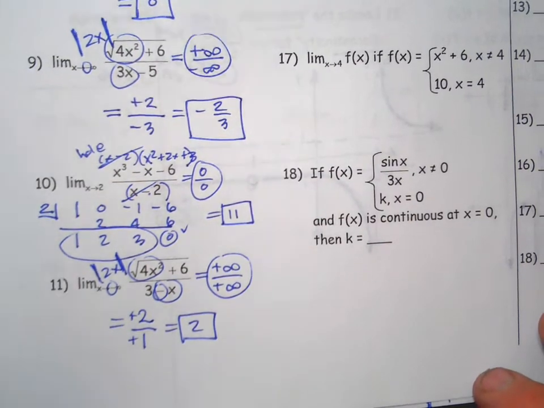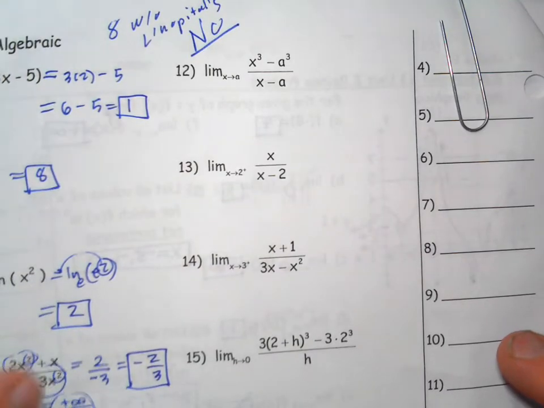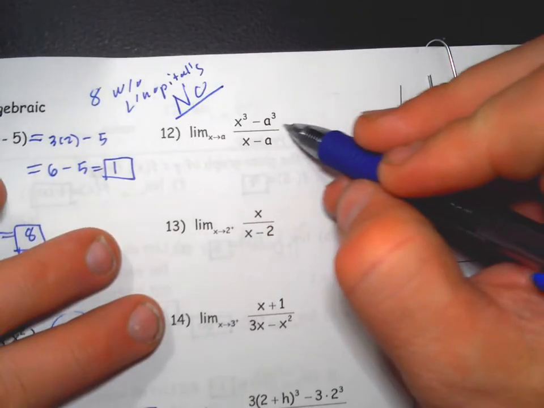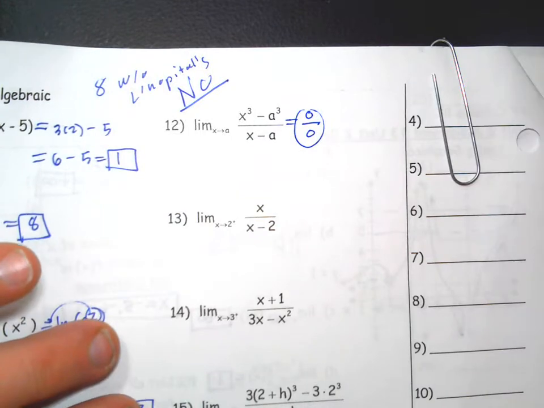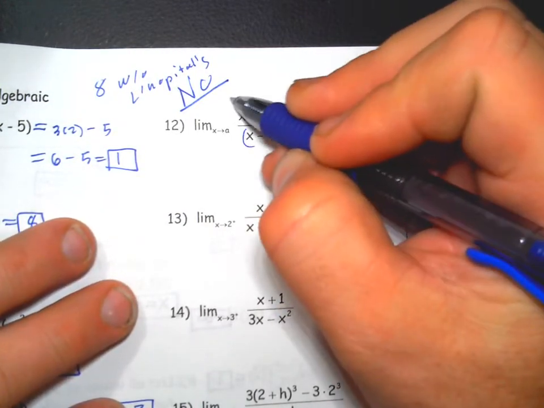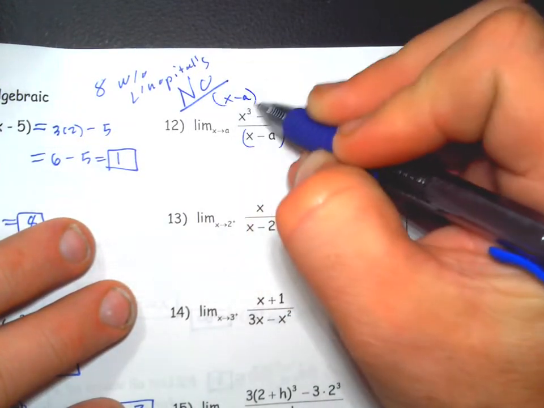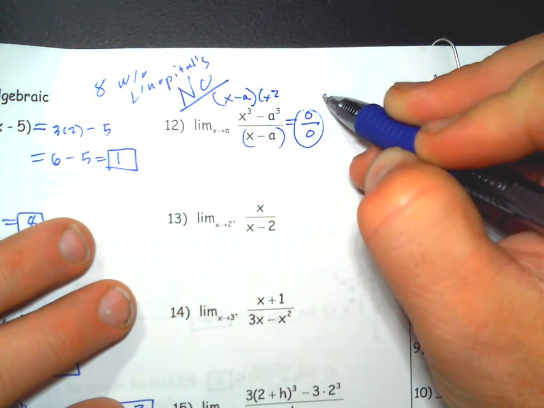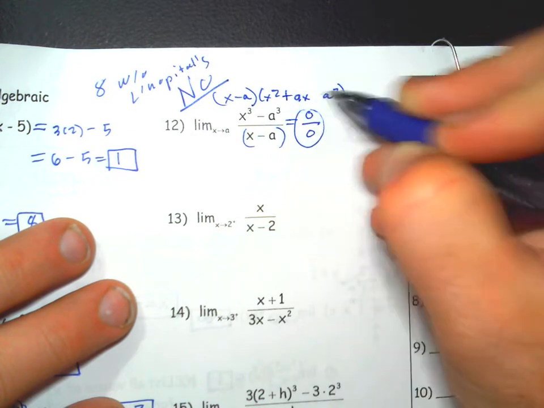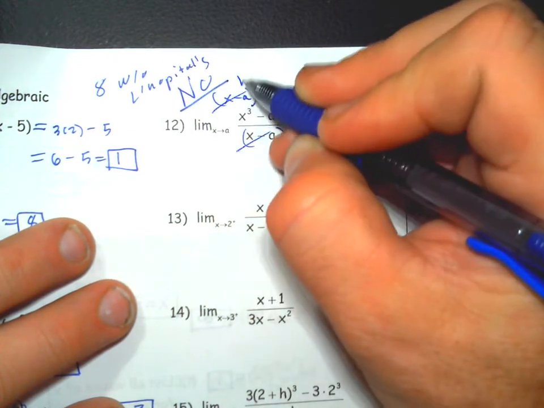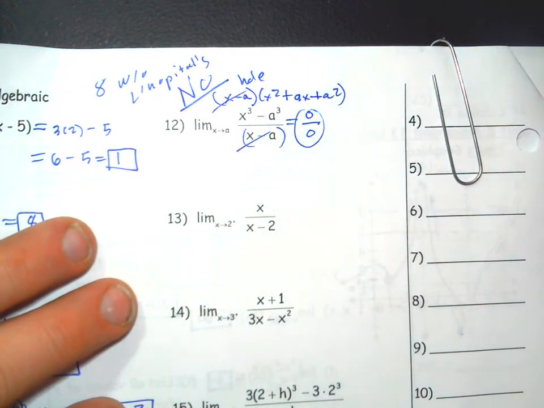Okay. Number 12. If you plug a in, you get a cubed minus a cubed, which is 0. A minus a is 0. So it must be a hole. Trying to factor this out. This is the difference of cubes. So it's going to be x squared, ax in the middle. Same, opposite, always positive. That's the hole in the graph. Maybe write a note that it's a hole.